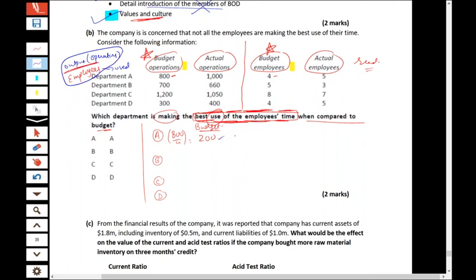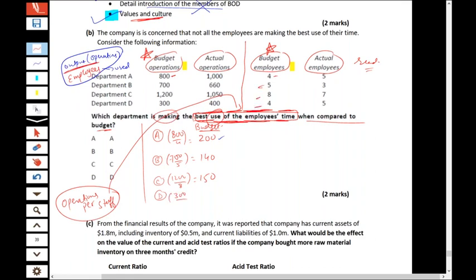That is 200. And the next one, 700 divided by 5, that's 140. We are basically calculating operations per employee. Operations per staff, that is the best use, the terminology is called. And next, 1200 divided by 8, that is 150. And 300 divided by 4, that is 75.